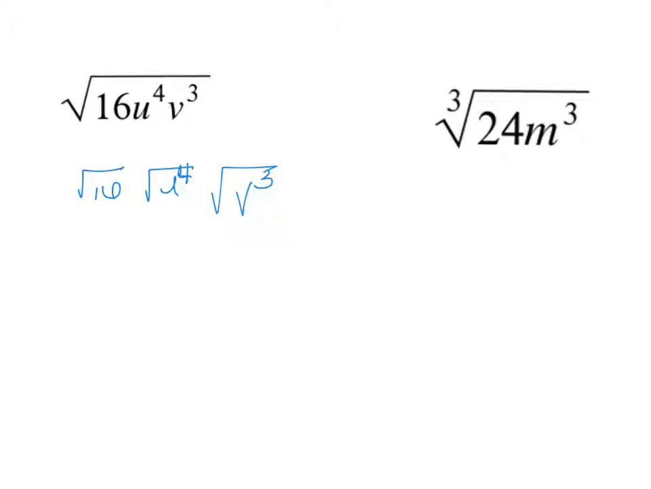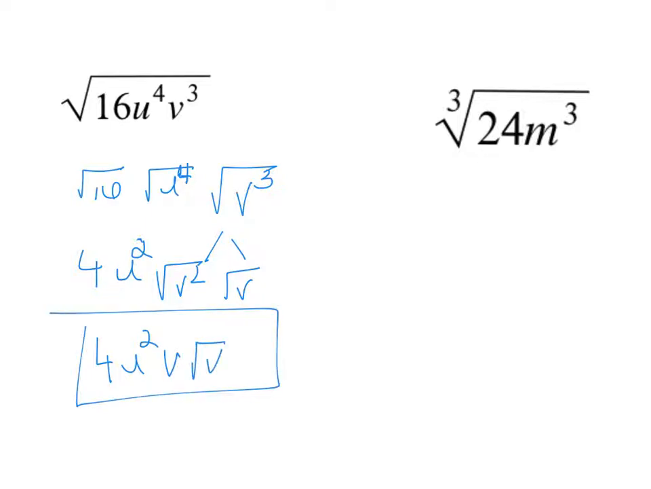Okay, the square root of 16 is 4, and the square root of u to the 4th is u squared. Now, if you notice, v cubed is an odd power, so I'm going to have to split v cubed up to the square root of v squared, again going down to the next even power, and the square root of v. This allows me to further reduce, and the square root of v squared is just v, and then the square root of v stays inside the house because it's not perfect.